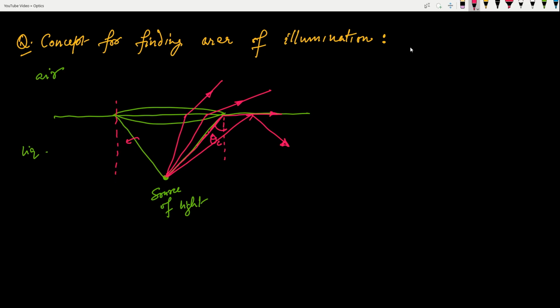If this much is clear, then let me rub this off. So now the concept is clear why we are getting the illumination area. So let me draw it again. That means this angle of incidence is critical angle.